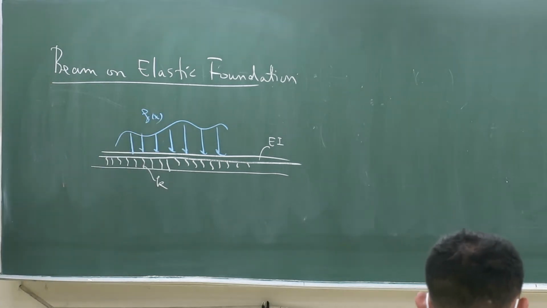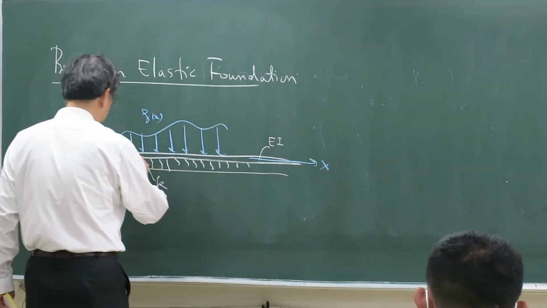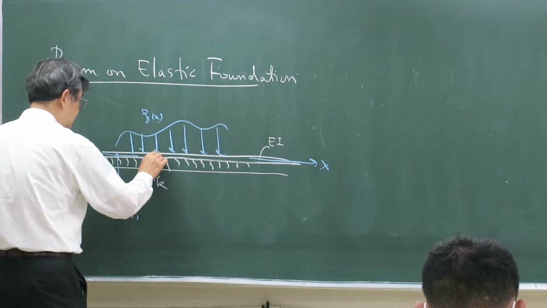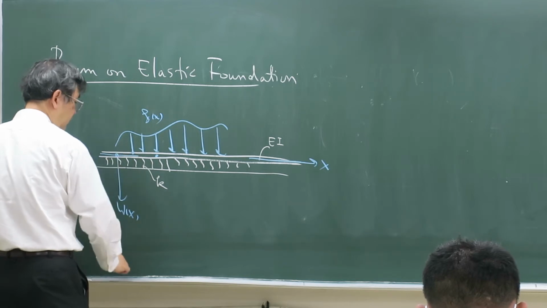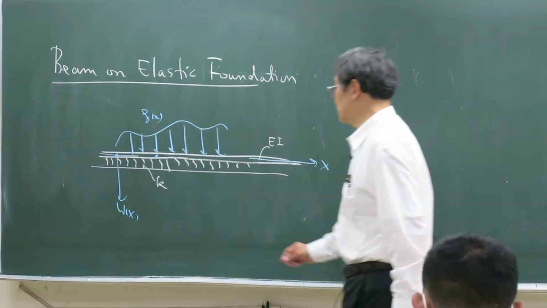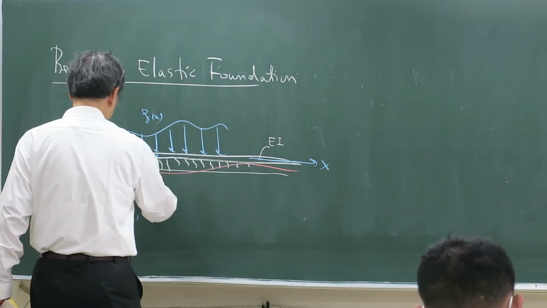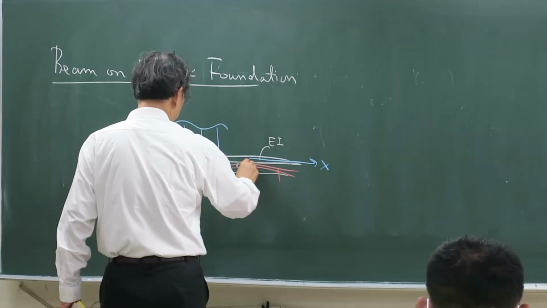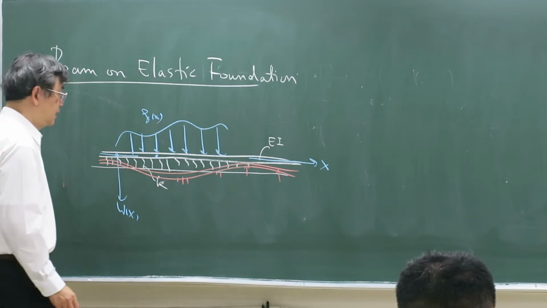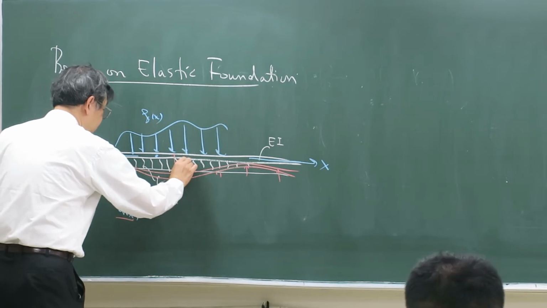Q(x). And what's the deflection at some point x? So this will be deformed. So we will see the deformation for different kinds of loading, okay? All right? And this is for x, and this is w(x).